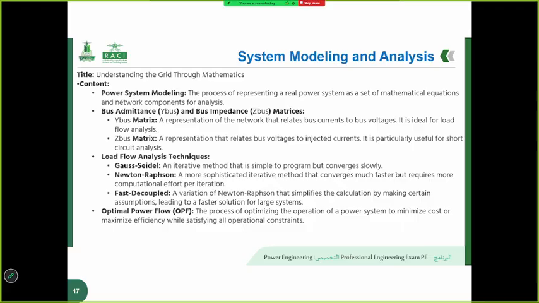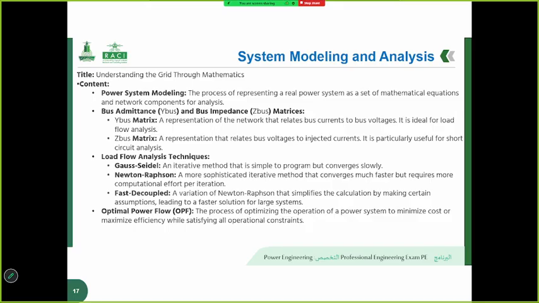The fast decoupled method is a simplified and faster version of the Newton-Raphson method. It makes certain approximations to reduce the number of calculations, making it an excellent choice for online control and real-time analysis where speed is a priority.